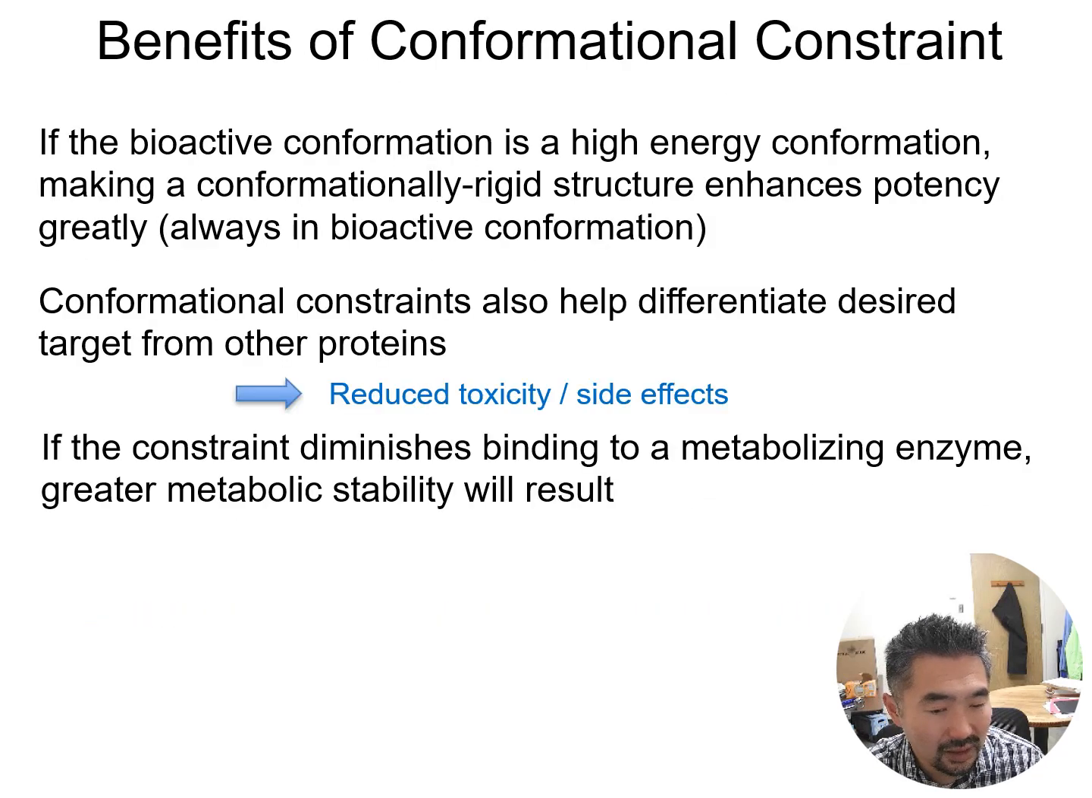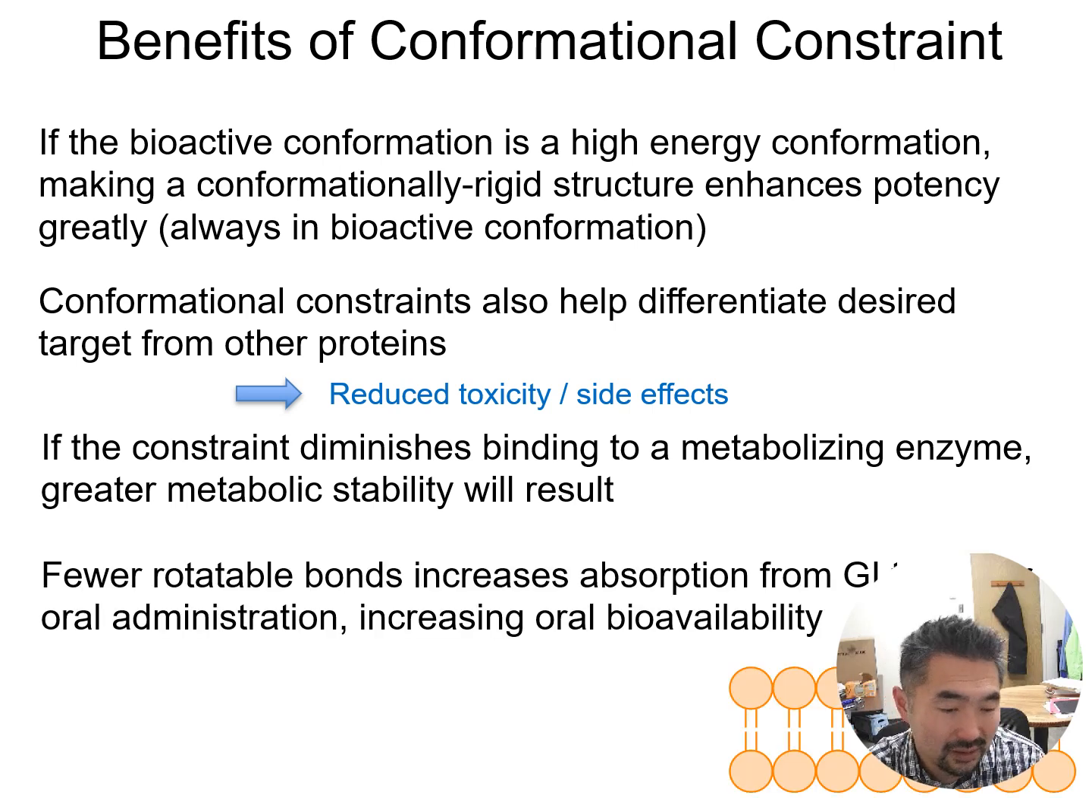So there are those benefits, right? Conformational constraints can lead to reduced toxicity, and sometimes it could lead to less binding to metabolizing enzymes like cytochrome P450, so that it's more metabolically stable, so you could have a longer effect and you don't have to take as much of the drug. And sometimes even the potency increases just because the drug can go through the cell membrane better.